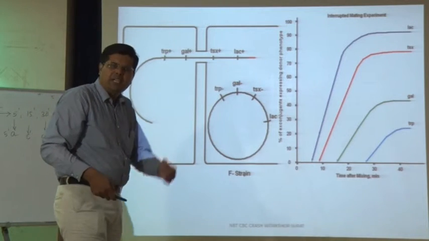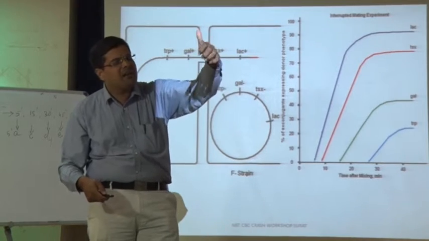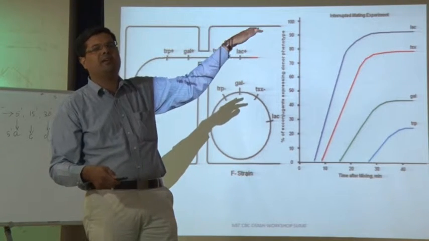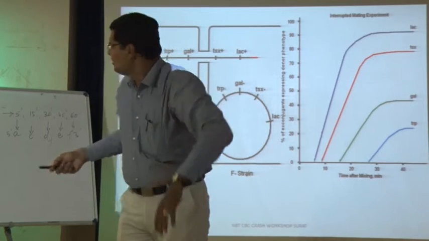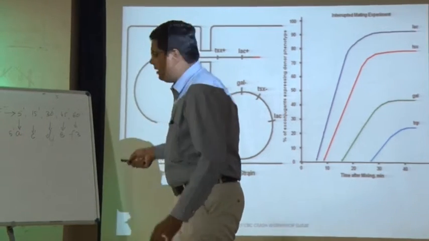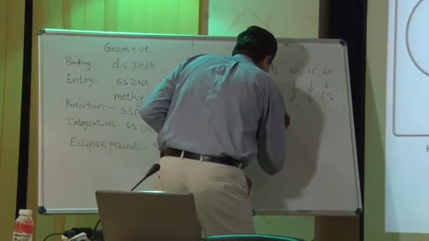Are you getting it? So it will be present in very few conjugates. But the marker which has entered during the earlier stage of your interrupted mating experiment, it will be present in all the conjugates.